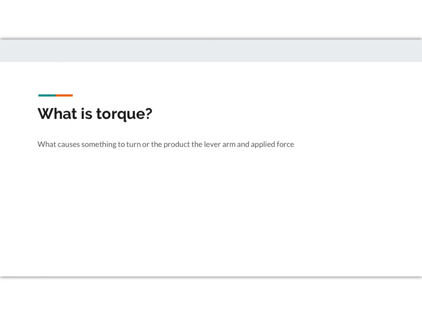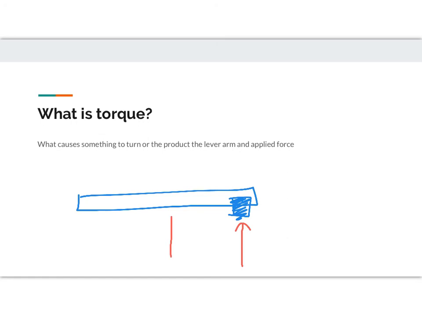All right, so our last topic is torque. Torque is what causes something to turn, or it's the product of the lever arm and the applied force. So if I have a door, and I have a doorknob right here, I may push on this door from different angles. I could push on it here, here, or here. And this is where my door hinges on the side.